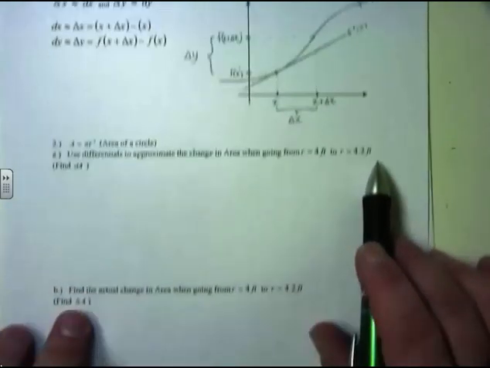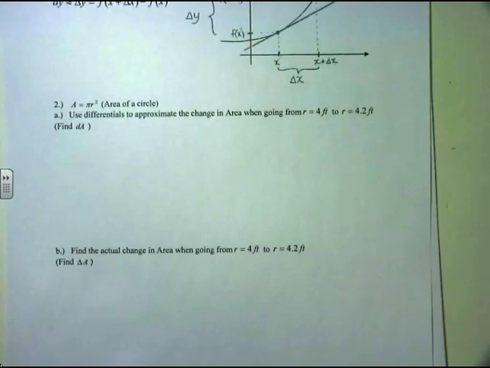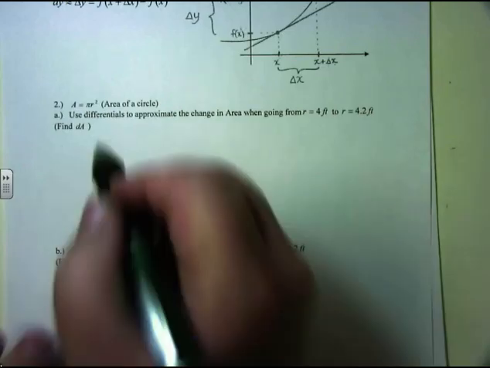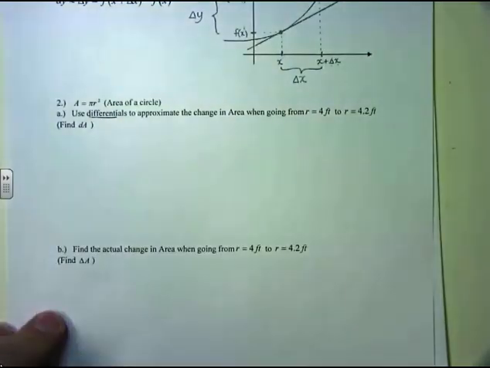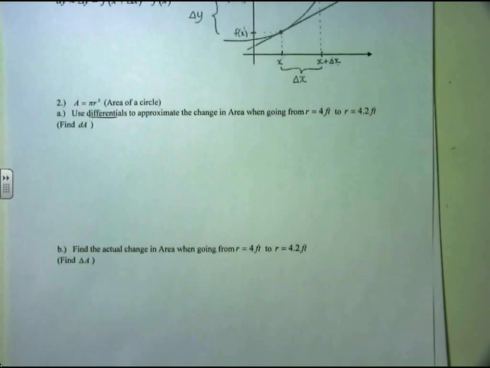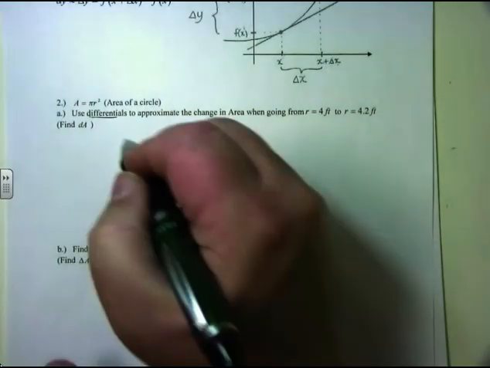So let's take a look at this example. Area equals pi r squared, area of a circle. Use differentials, pay attention to directions. Use differentials to approximate the change in area from going from a radius of 4 feet to a radius of 4.2 feet. All right, so it says use differentials.